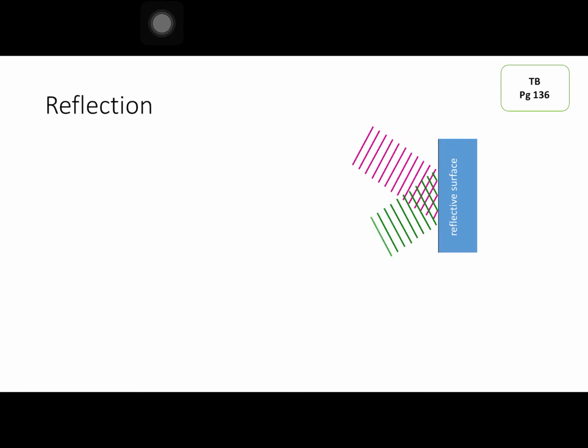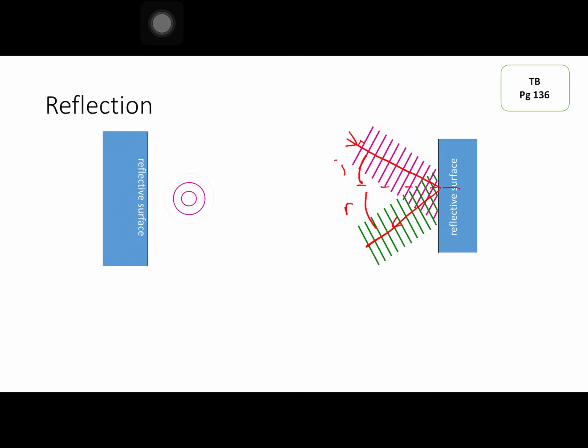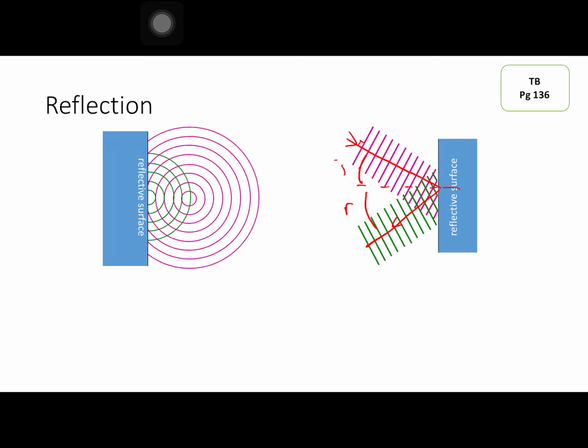this is how it will look. So basically, remember, our wave fronts are 90 degrees to the ray. If I were to draw in my normal, you can see that the angle of incidence equals the angle of reflection, and my wave fronts are 90 degrees to the reflected ray. So what if I have a spherical wave? Basically, you can see that same thing.